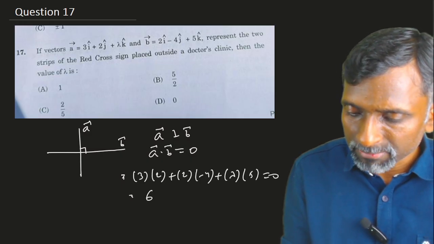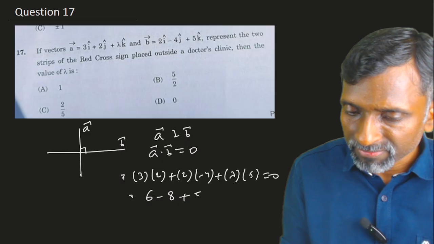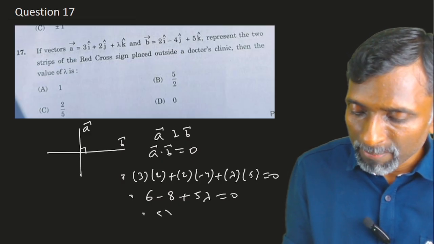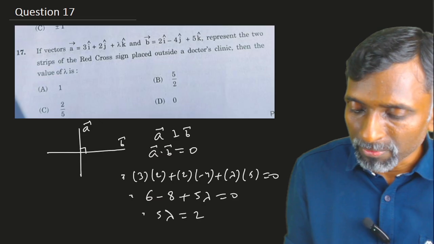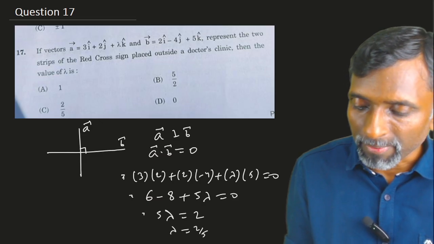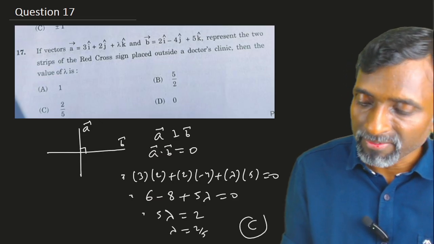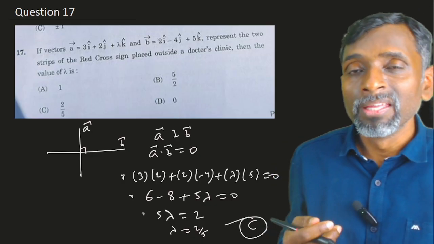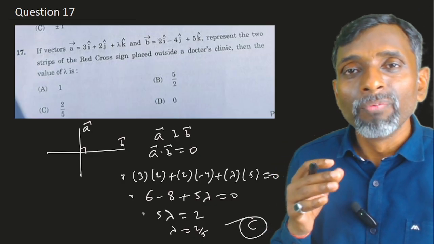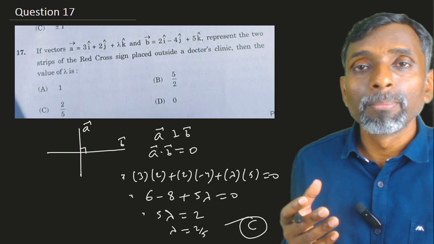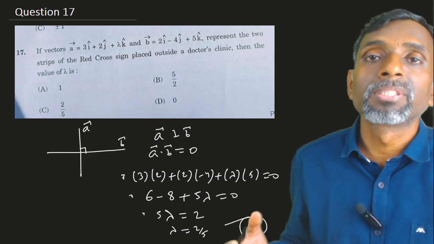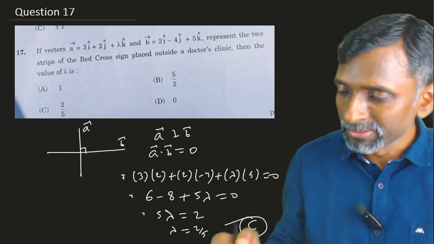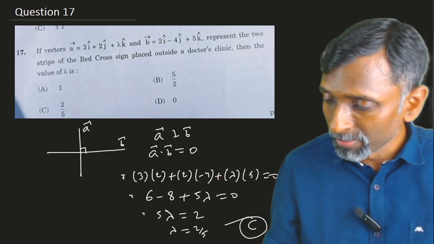It can be 6 minus 8 plus 5 lambda is equal to 0. So 5 lambda is equal to 2. The lambda is equal to 2 by 5. So option C is the correct answer. It's a question based on the dot product. But the important thing, you should visualize the thing. We are talking about the red cross sign of the doctor's clinic. That means the signs are perpendicular to each other. There are two lines which are perpendicular to each other.